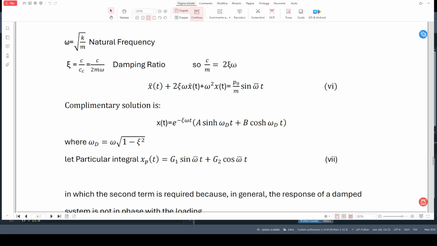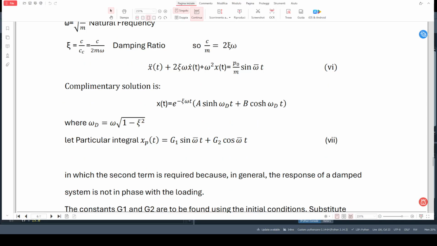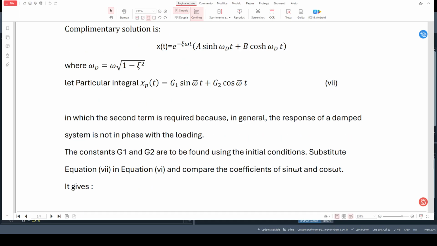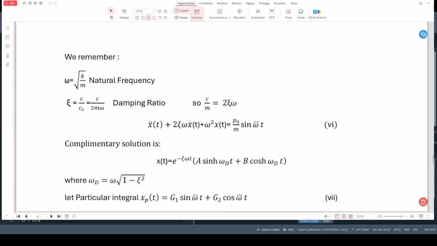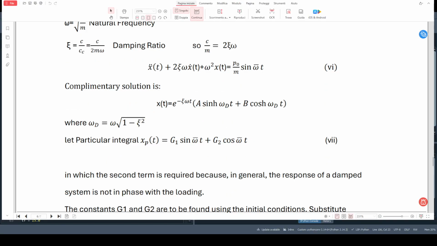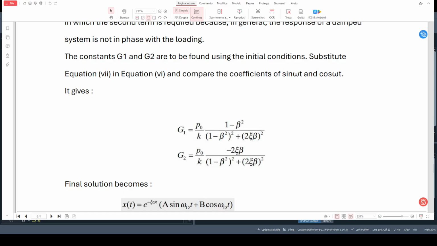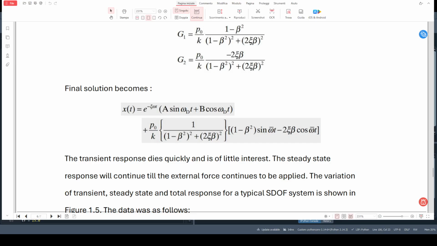The particular integral you can write in this way: xp equal to coefficient G1 times sin(omega bar t) plus G2 times cos(omega bar t). G1 and G2 we can find from the initial conditions, so we can put this equation in the differential equation, take the derivatives, and calculate the coefficients G1 and G2, and the final solution of displacement is equal to this equation.